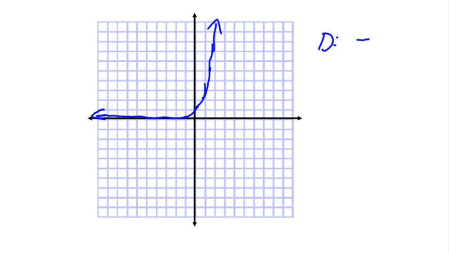The domain is negative infinity to positive infinity. Range is, unless it's shifted or something, from 0 to infinity. There's a horizontal asymptote at 0. You won't ever actually equal 0.